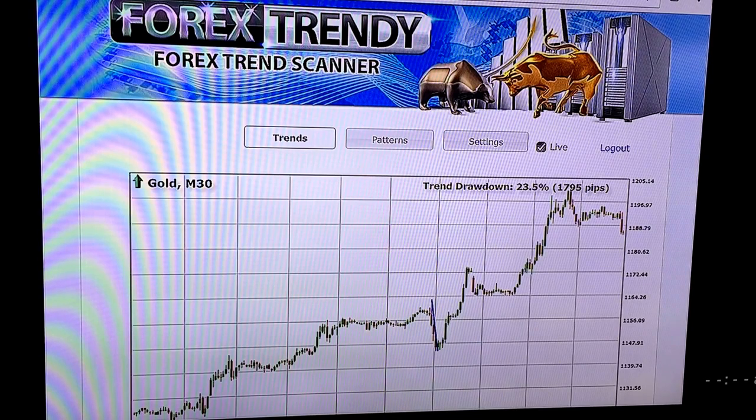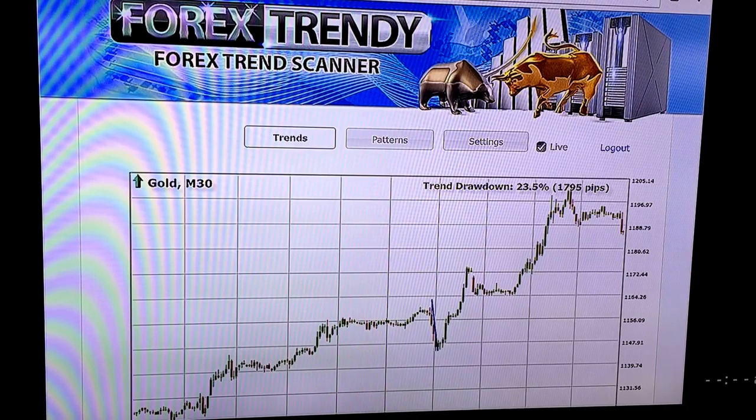Now, it happens to most of us. It happens to me also. I lose a lot of trades, and when I lose, what I find out is that I was trading when I was supposed to avoid the market. So it occurred to me that I had to go and find a solution to it. So I got a solution. I got this Forex Trendy.